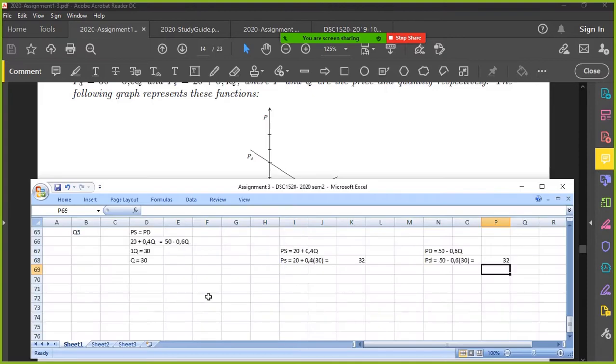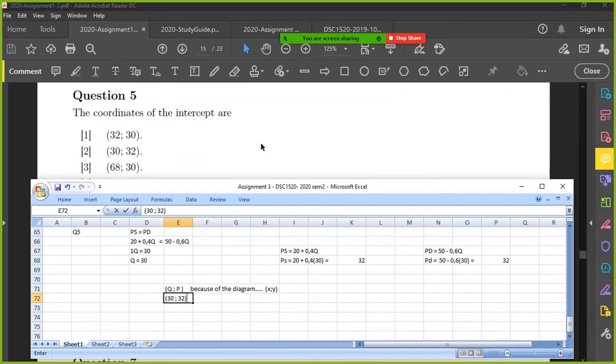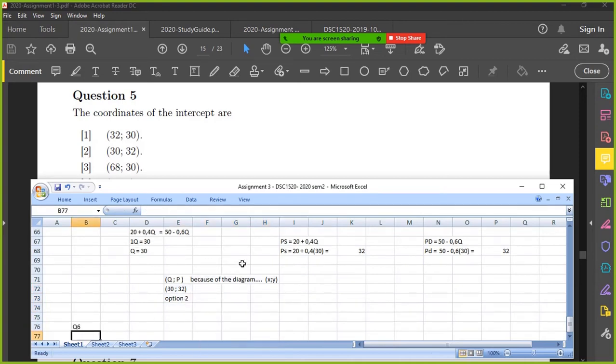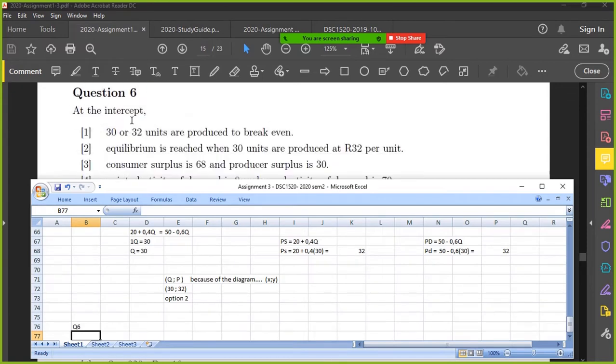Yes. Okay, so they want it like this. They wanted Q and then P there, because of the diagram, the X and the Y. So I'm going to have to show it like this. Q is 30 and P was 32. So I'm going to choose option 2, 30 and 32. Option 2, 30 and 32, it's the same. There we go. Happy with that one? Yes. Okay, good. All right, number 6, what is number 6?